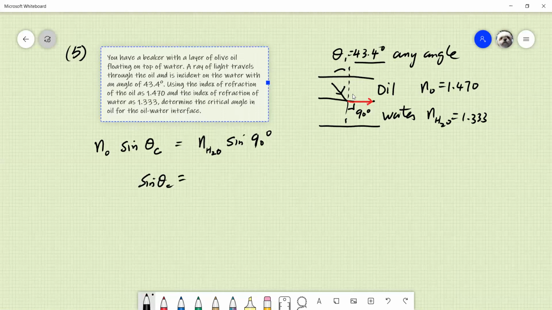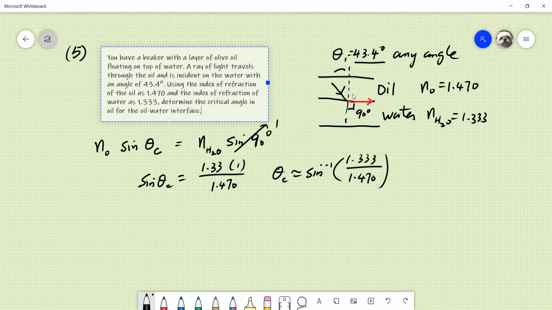So sin theta C will be sin 90, where N water is 1.33, right? Sin 90 is 1. And then you divide it by N oil at 1.470. So therefore, theta C will be arc sin of 1.333 divided by 1.47. What is this? So I'm going to take an arc sin of that: 65.1 degrees. Good.